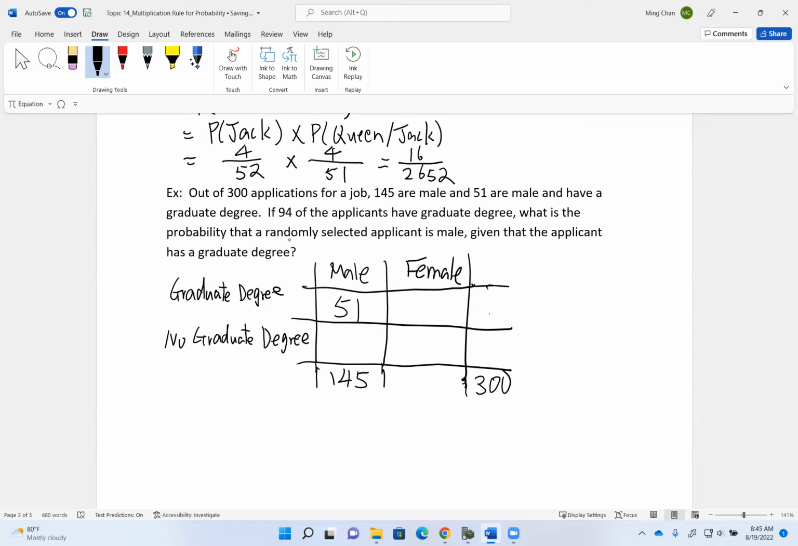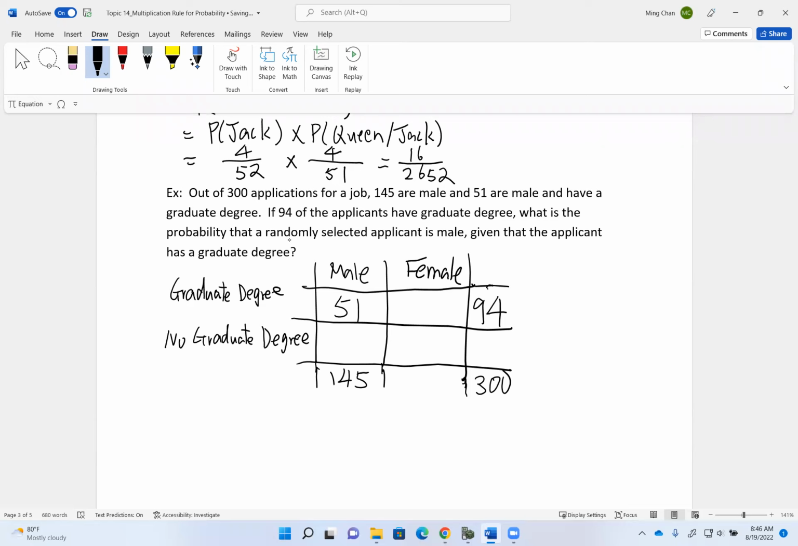If 94 of the applicants have a graduate degree, it did not say the 94 are male or female. It just said 94 have a graduate degree. So that 94 has to be right here, because this row is graduate degree. We disregard male and female, so male and female together is 94. This spot is where 94 goes.